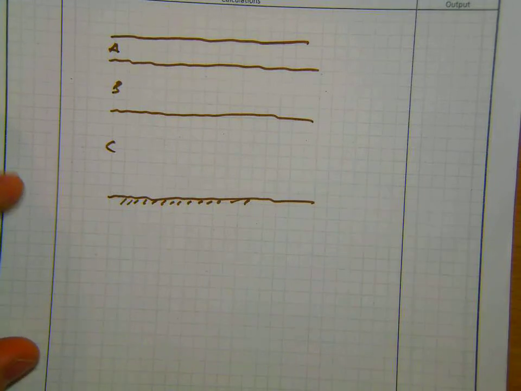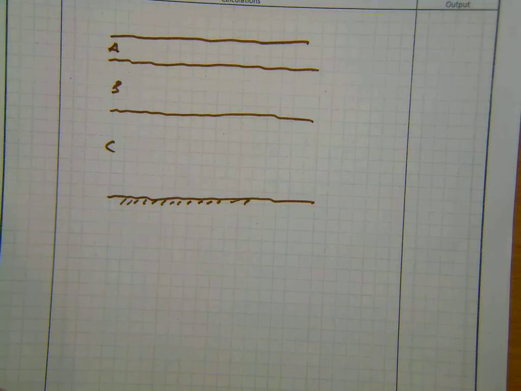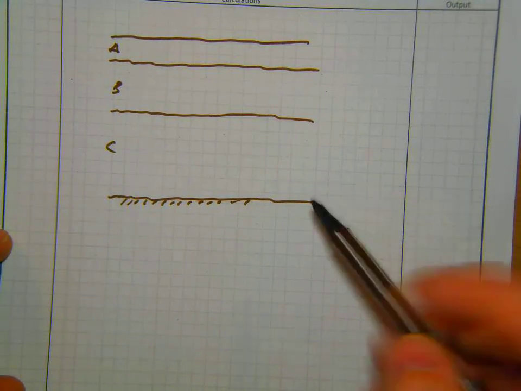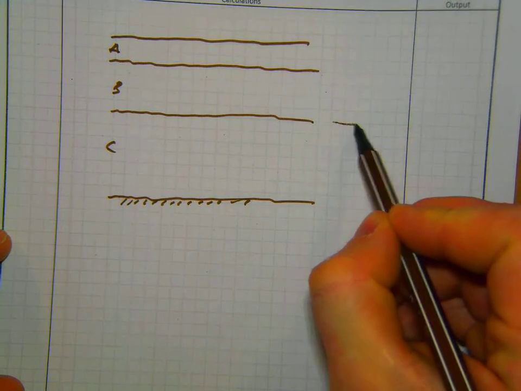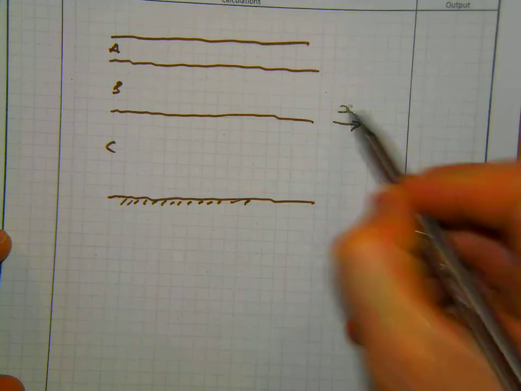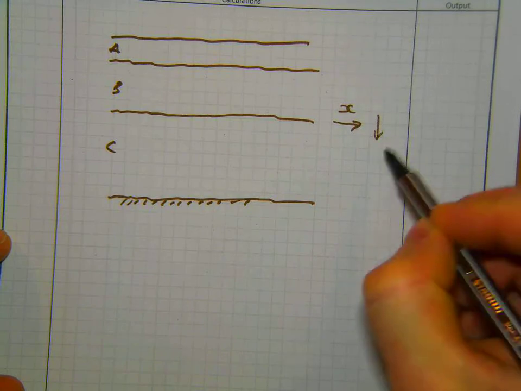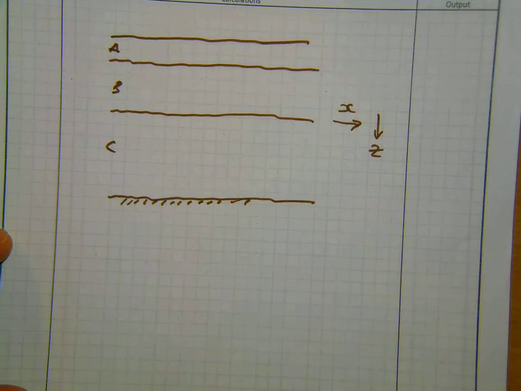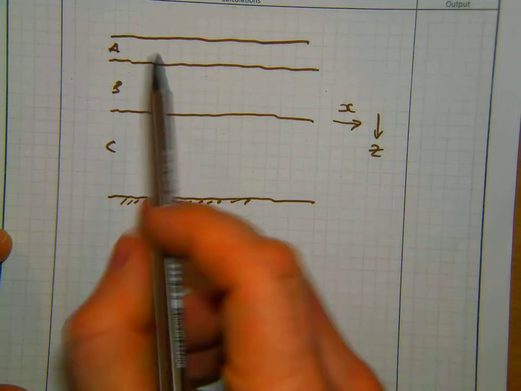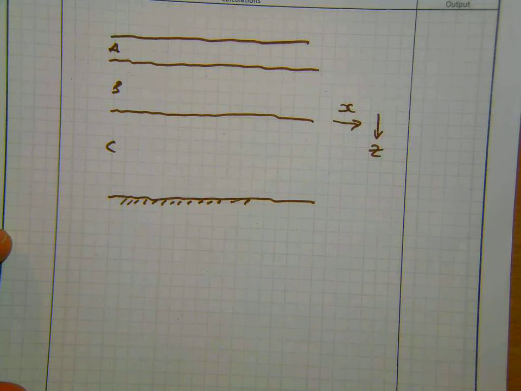and we're given information about their permeability, and the question asks us to work out the combined permeability in the soil in both the X direction and also in the Z direction. We're given the permeabilities of each of these soils, K1 or Ka, Kb and Kc, and we're going to combine those together.